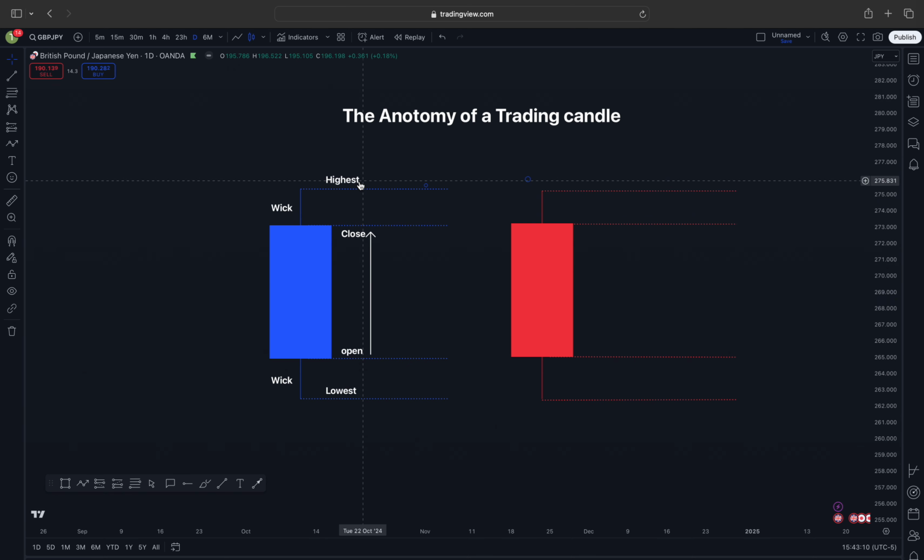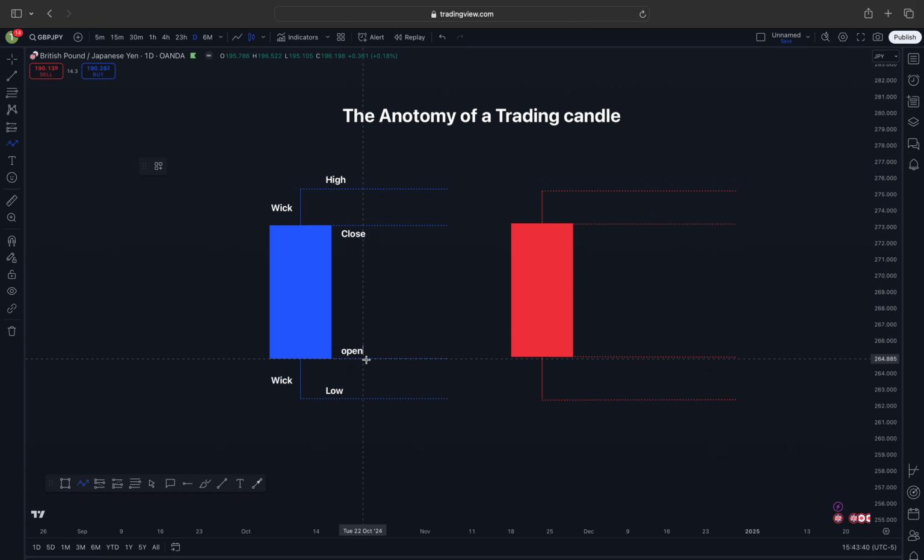Let's just say this is the high instead of saying highest, and this is the low, right? So this is the lowest point that price went to before moving up, and this is the highest point that price went to before it closed, right? So this signifies the upward movement. Let's just mark that out.